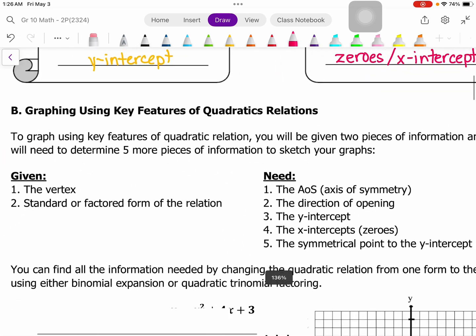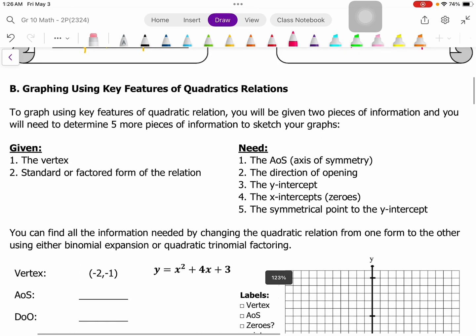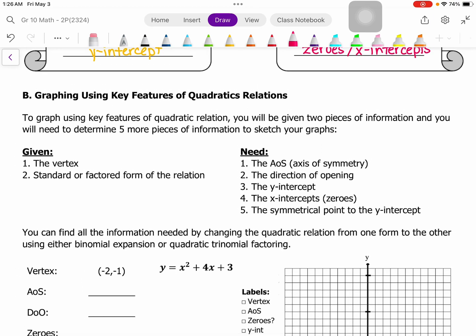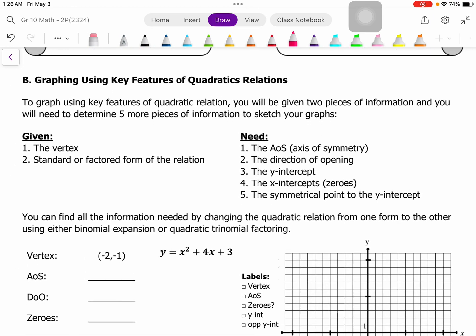So, how can we graph using key features of quadratic relations? You're going to be given 2 pieces of information, and then you're going to need to determine 5 pieces of information from that. So you'll be given the vertex, and then you will be either given standard or factored form of the quadratic relation. And we've just talked about what pieces of information you get from standard form and what pieces of information you get from factored form.